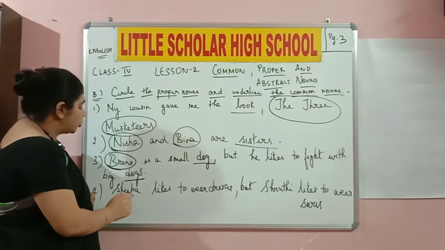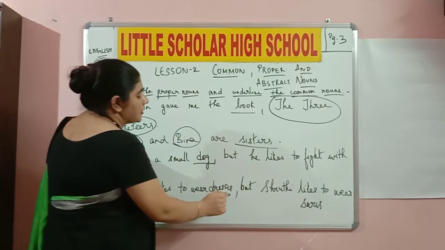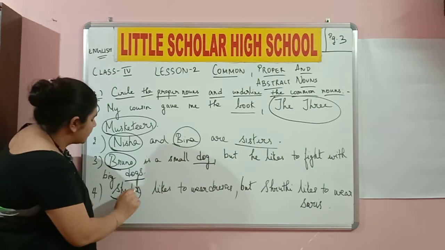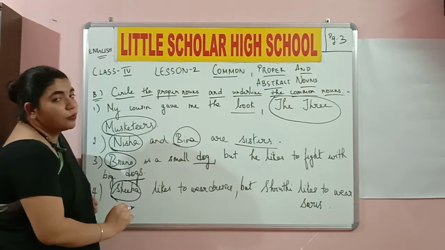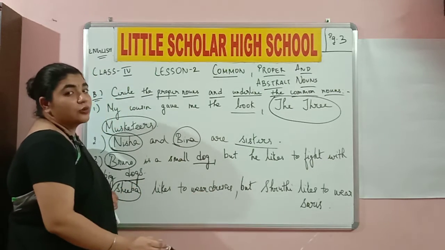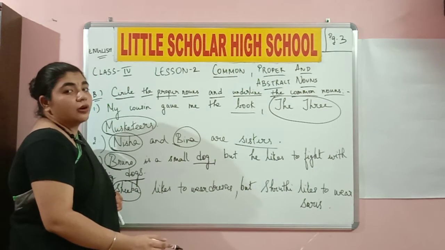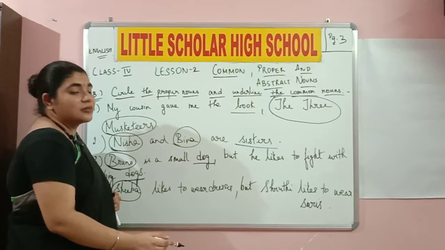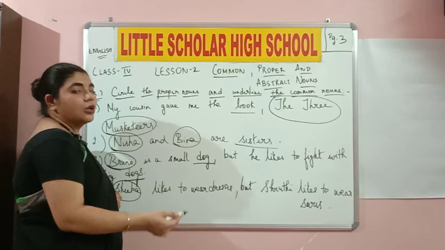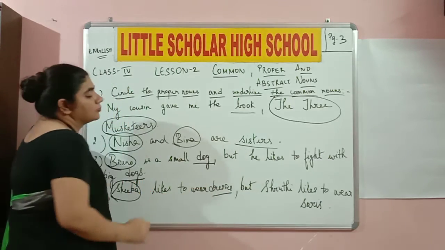Okay, so Sheba likes to wear dresses. What is the proper noun over here? Sheba is the proper noun because it is the name of a girl. What does she like? She likes dresses. Did they mention which kind of dresses? Business formals, Indian dresses or Western dresses? No. Did they mention a specific kind of dresses? No. So this is a common noun.